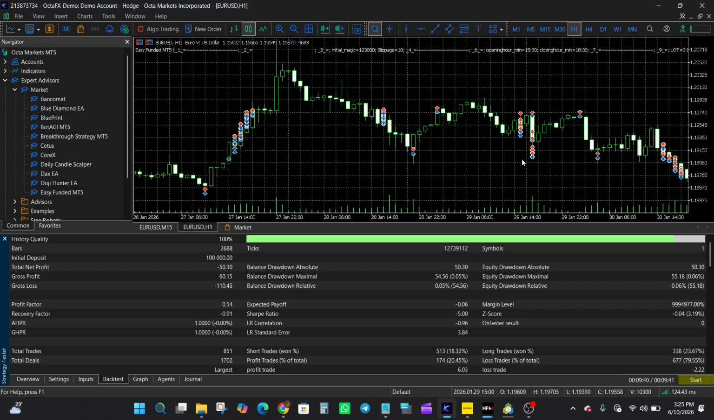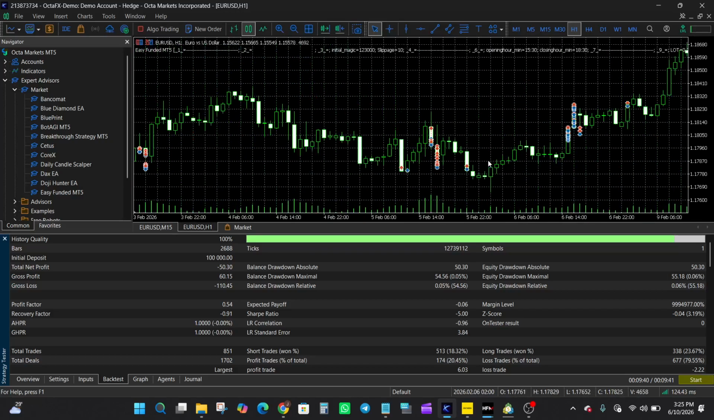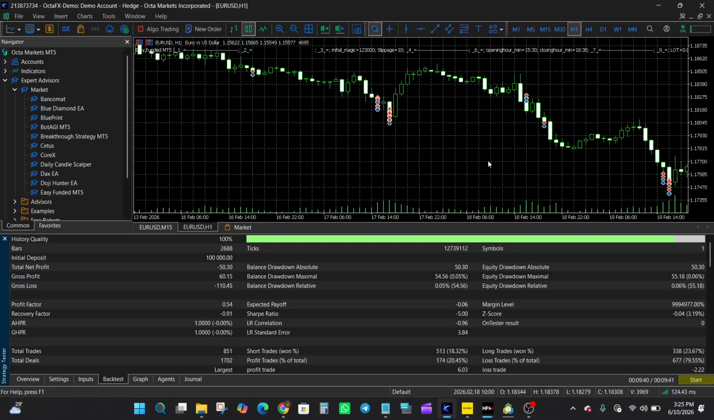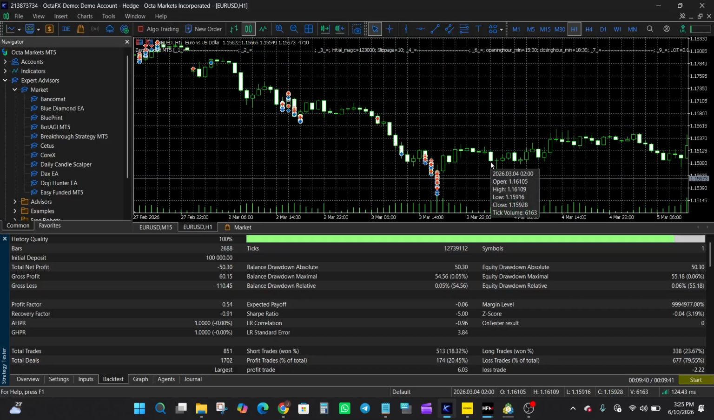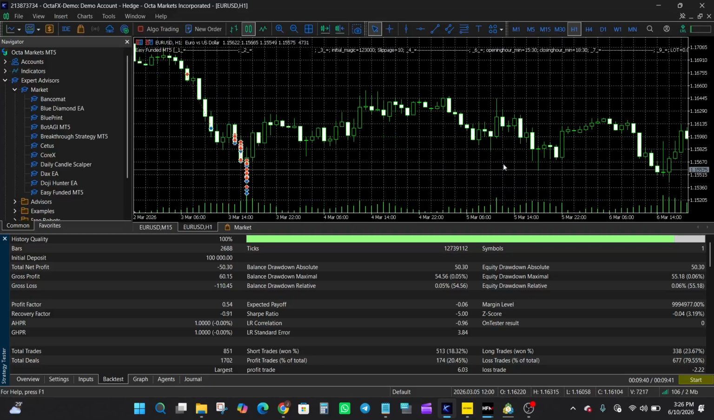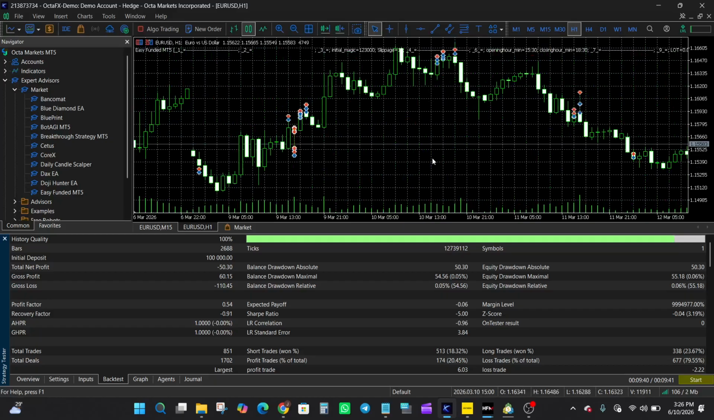All right. So overall, the Easy Funded EA is positioned as a simple MT5 solution for traders who are interested in high frequency trading or HFT friendly prop firm challenges, with an emphasis on ease of setup and minimal configuration. All right. But take note that, as with any automated system, independent testing and verification remain essential before making any trading decisions.